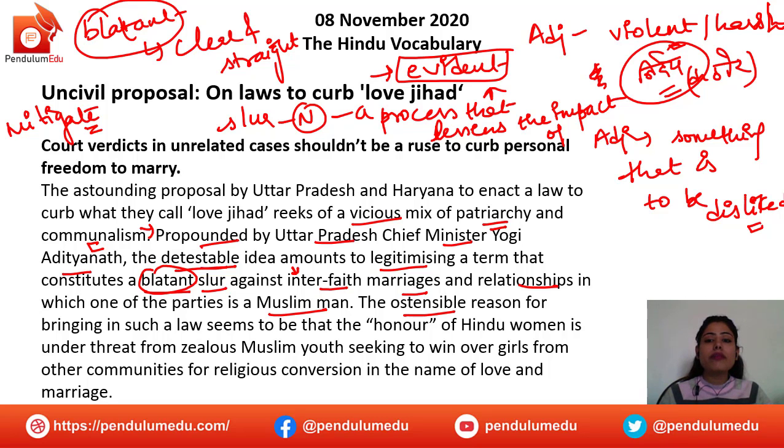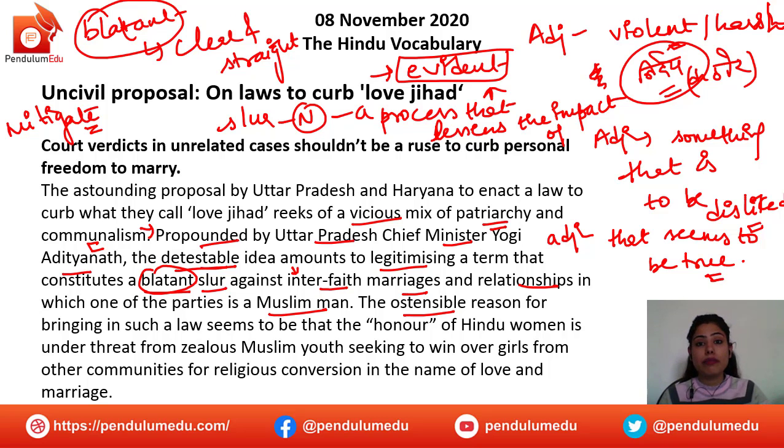Now, the ostensible reason. Ostensible is an adjective which means that seems to be true. Now, it is not necessary that it will definitely be true, but it's something that seems to be true without any proof. Like we say prima facie, that is, on the face of it. So that would be ostensible. In Hindi, you can say जैसे दिखाई पड़ता है या जैसे समझ आ रहा है, because you don't have any proof for that. So the ostensible reason for bringing in such a law seems to be that the honor of Hindu women is under threat from zealous Muslim youth.